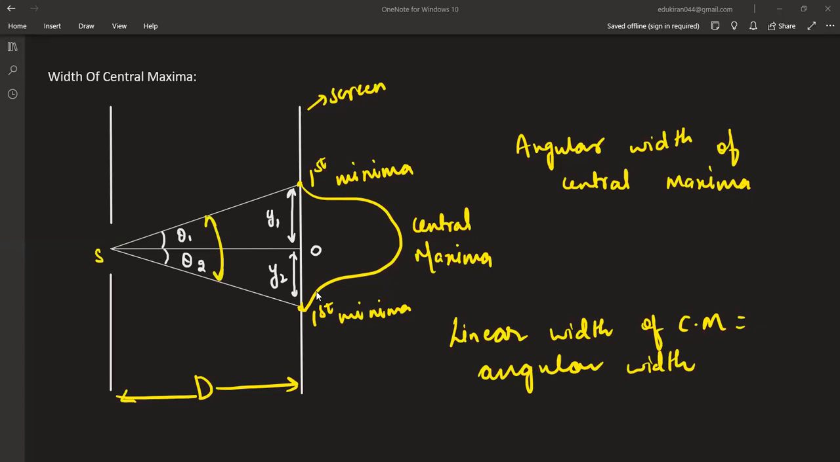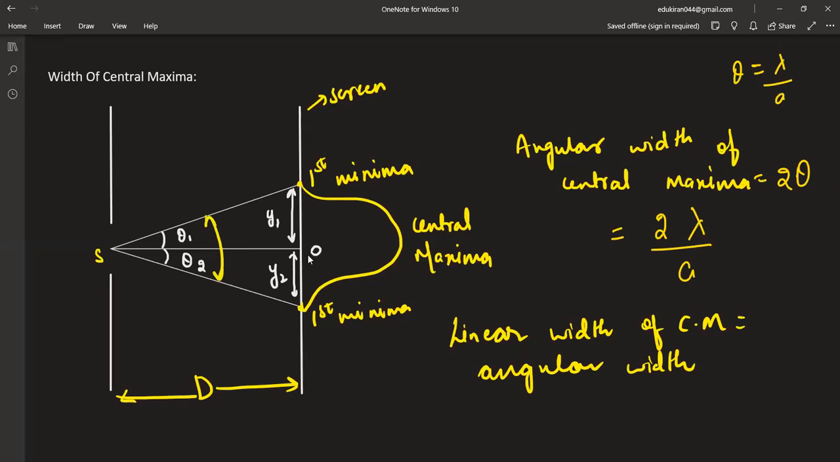Now talking about the angular width of central maxima. This is double of theta, because angular width means this is the angular width. So 2 theta means 2 lambda by a, because one single theta meant lambda by a.